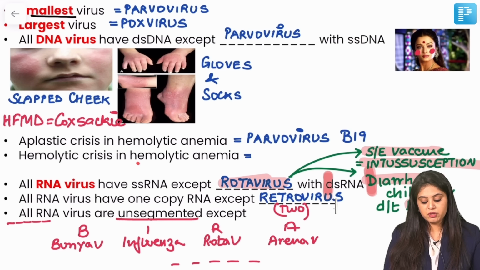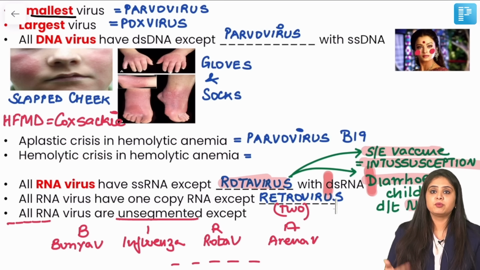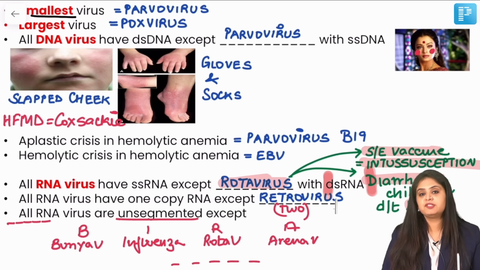But imagine a case of hemolytic anemia in which there is a hemolytic crisis. What does that mean? Hemolytic means RBCs. All RBCs have broken. Now you will think of Epstein-Barr virus.